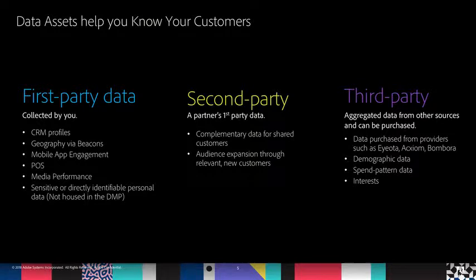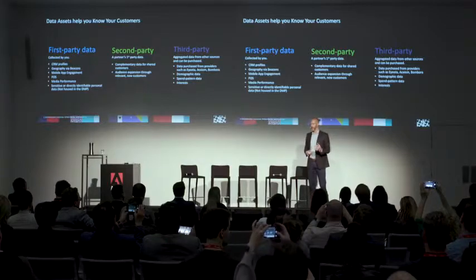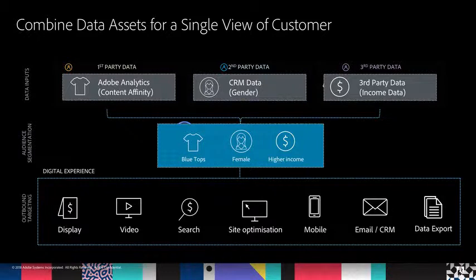And then finally, there's third-party data. And third-party data gets aggregated from other sources, and it's typically purchased. Common third-party data examples would include demographic data, household income data, spend pattern data, interest data, which can all get layered onto your first-party data to complete that profile. So let's see how that works in practice.